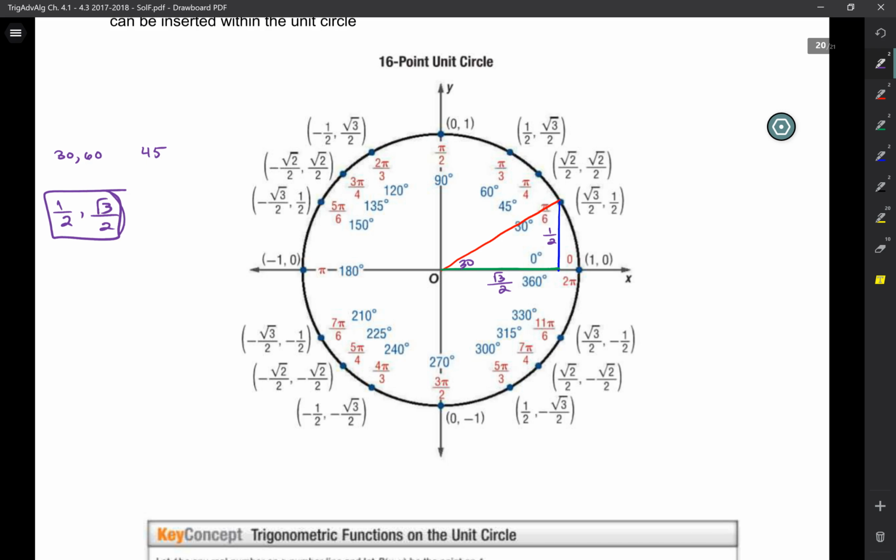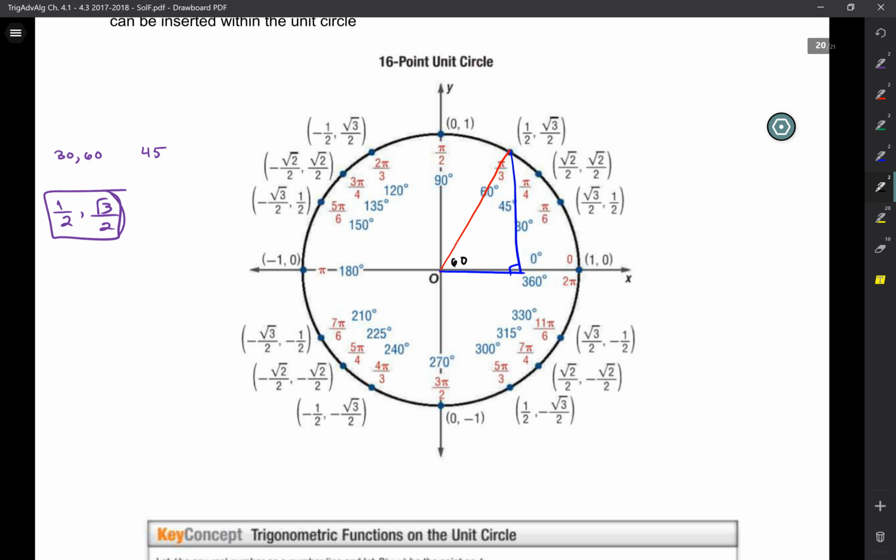Okay? Now, what if we're talking about the 60 degree? Let's talk about the 60 degree. I have 2 side lengths. Okay, now, if this is the 60 degree, is that the smaller or the larger angle? Larger. So now, this vertical side, is it the smaller or the larger?